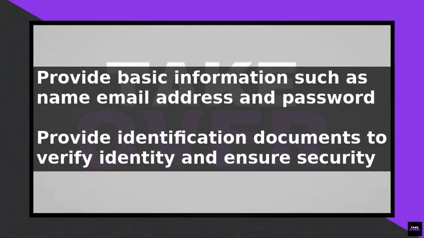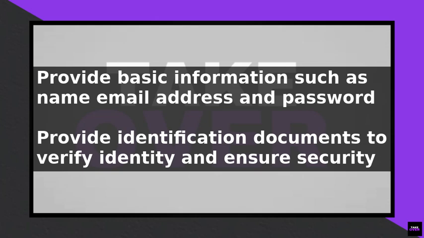After creating your account, you will need to link a funding source to your Acorns account. This can be a bank account, credit card, or debit card. You will need to provide the account and routing numbers for your bank account, or the card details for your credit or debit card. Once your funding source is linked, you can start investing with Acorns.